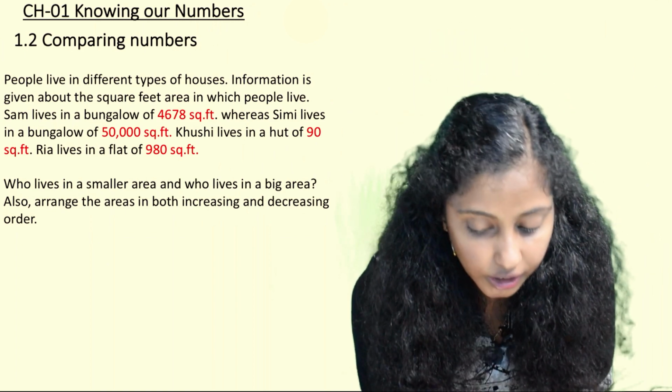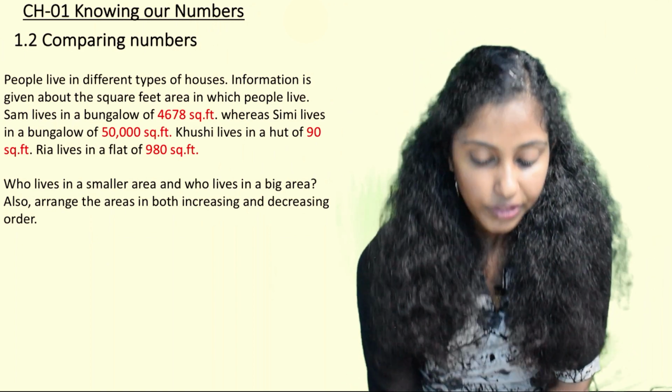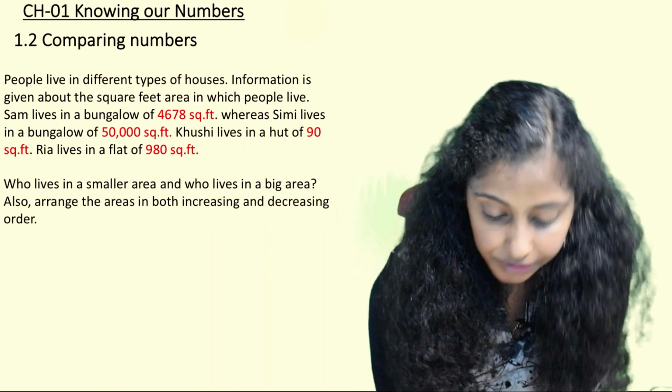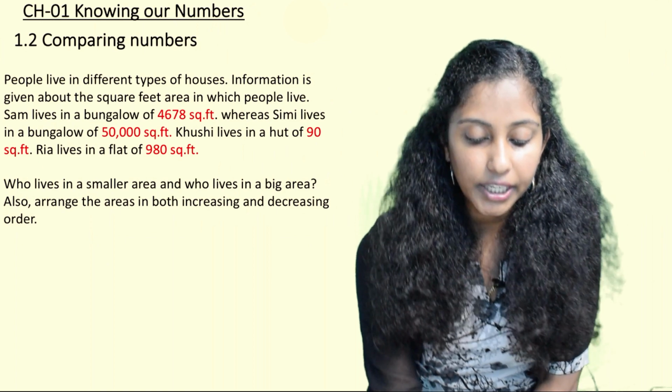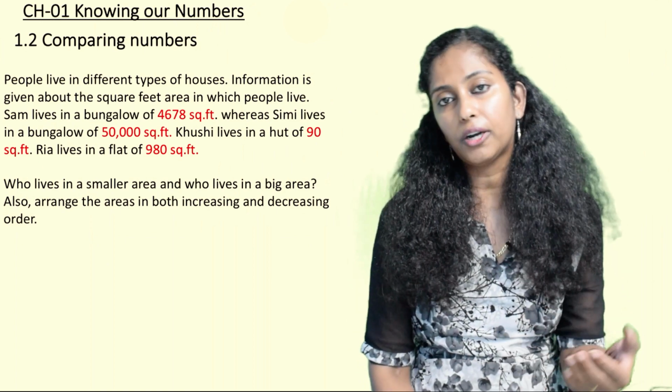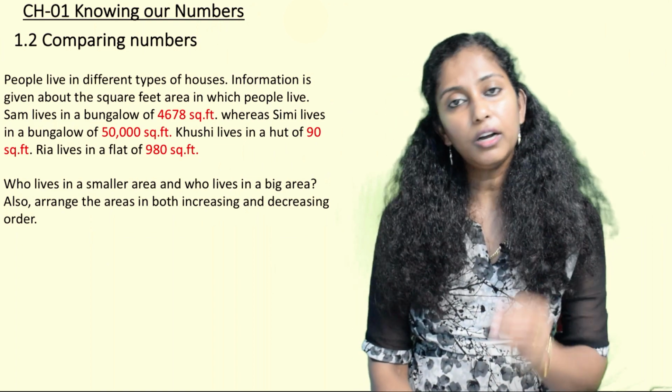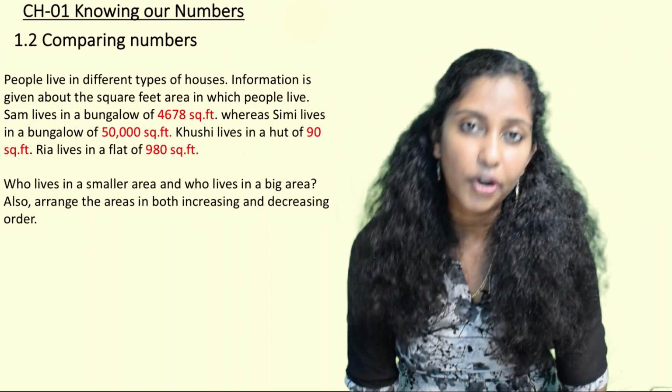So here if you see the numbers, you will see the first one is 4678, then we have 50,000, then we have 90, and then we have 980. So how do we find out the smallest number? The smallest number is the one which has got the smallest or the least number of digits.